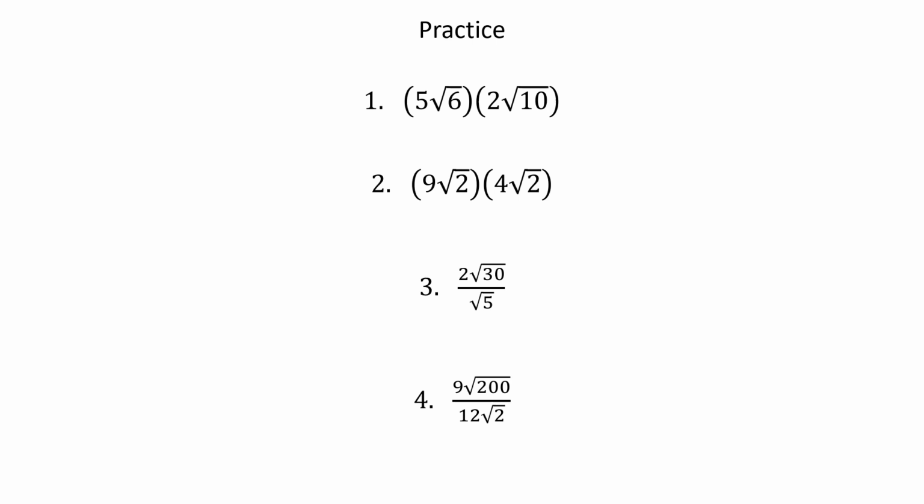Okay. Let's look at number 1. I'm multiplying. How I know I'm multiplying is there are 2 things side by side with no sign, which means multiply. So we're going to match up our whole numbers, and we're going to match up our radicals. 5 times 2, 10. 6 times 10 is 60. And for right now, we're going to just leave that as our answer.